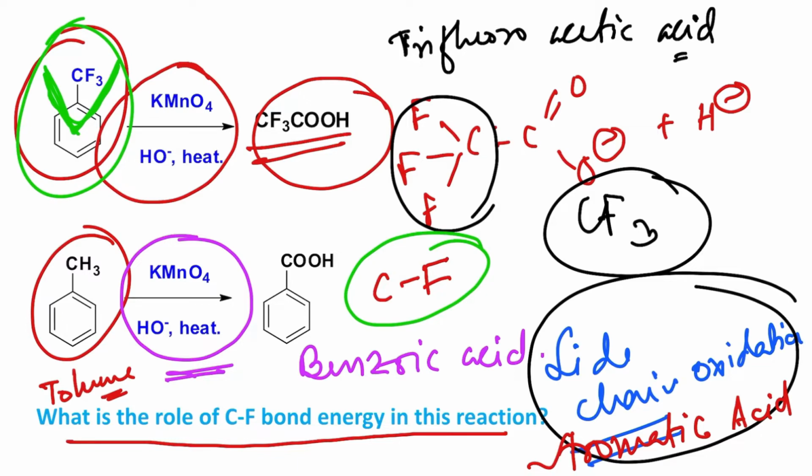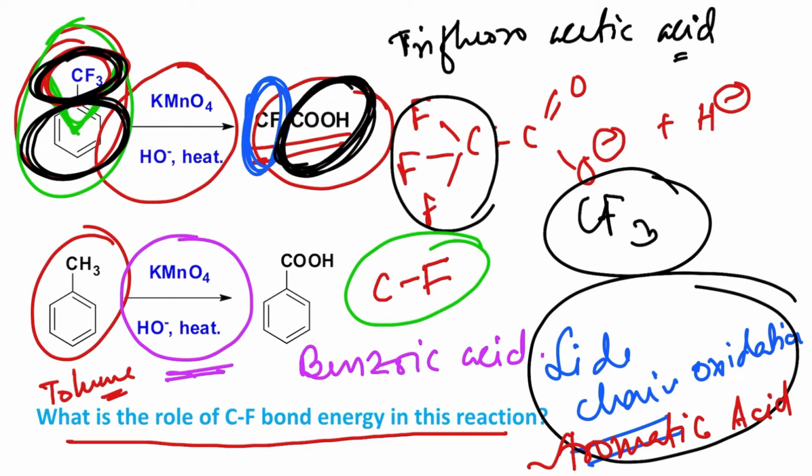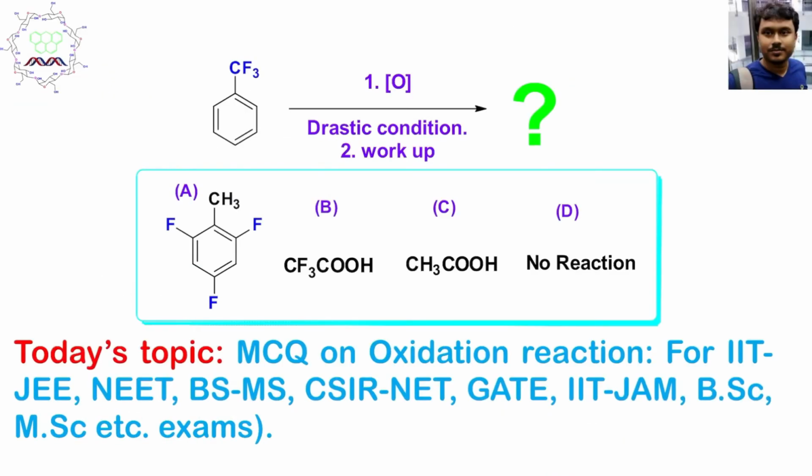Secondly, oxidation means electron withdrawing, meaning the oxidant will withdraw electrons. If you look at this molecule, the CF bond is very strong and almost impossible to break, so what option is left? The electron rich part, that is the benzene ring, and that's why only one carbon is left from the benzene ring. So CF3 is here from the side chain, plus one carbon from the benzene ring, so it produces trifluoroacetic acid. The answer to this question is trifluoroacetic acid, or option B.